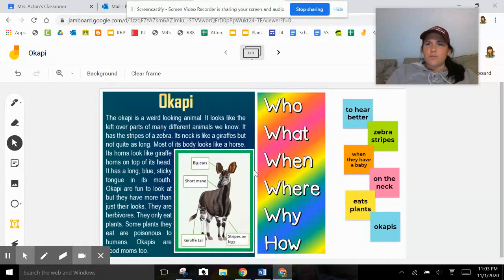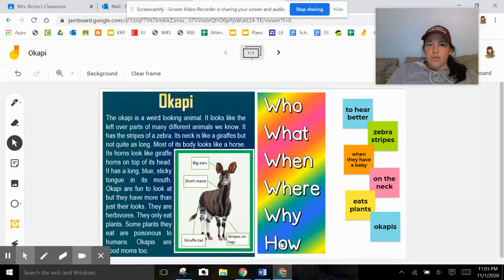Not so much last week, but the week before, we were definitely focusing on okapis. Miss Acton read this passage to you if you followed along 2 weeks ago. I read this passage every single day, so you should have heard this 4 times that week. You're going to hear it again today. So I'm going to read this passage to you really quick, and then we're going to answer some who, what, when, where, why, and how questions with it.